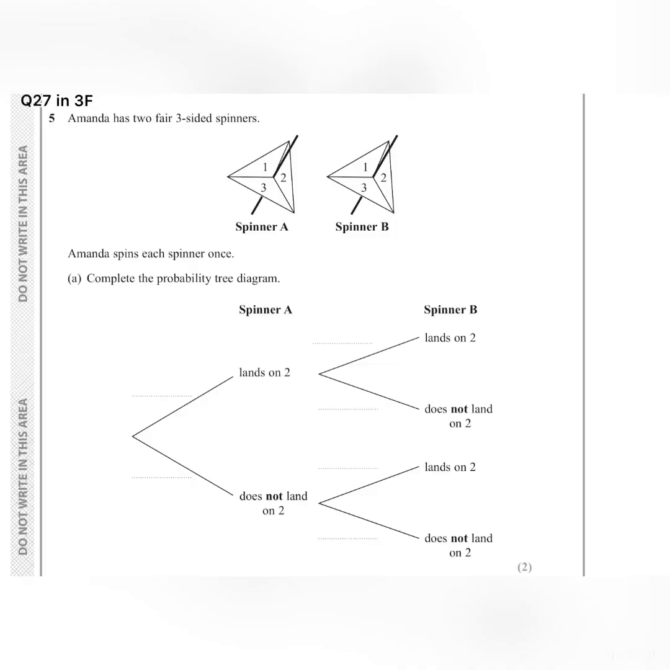Okay, question 5. It says Amanda has 2 fair 3-sided spinners. Now, Amanda spins each spinner once, complete the probability tree diagram. Now, for spinner A, it says lands on 2. There is only one 2 here out of 3, so that's 1 over 3, and does not land on a 2. Well, there are 2 numbers that are not 2, so 2 out of 3.